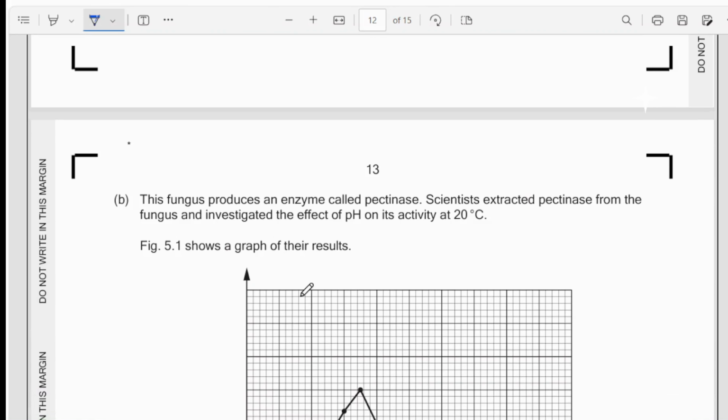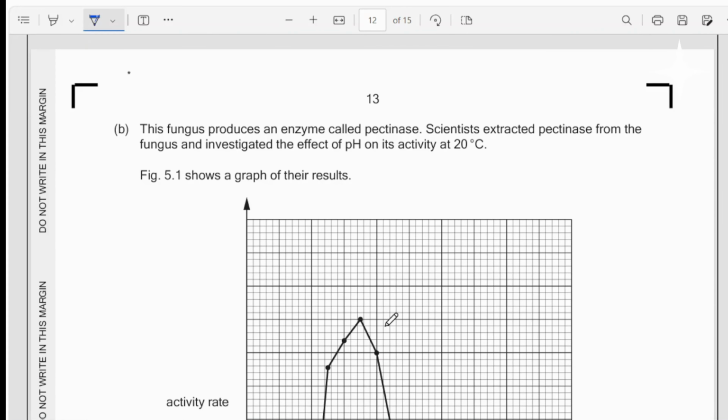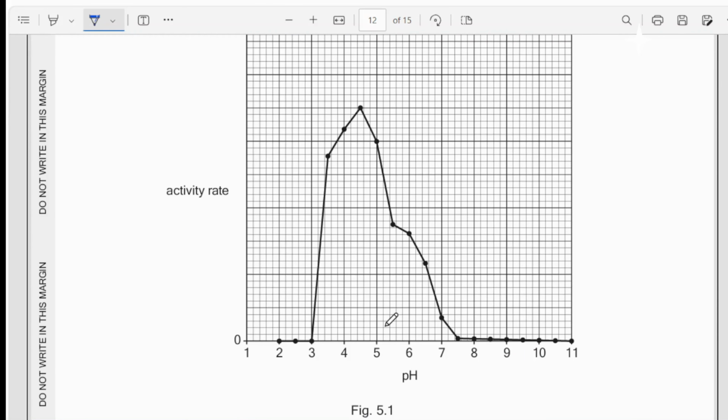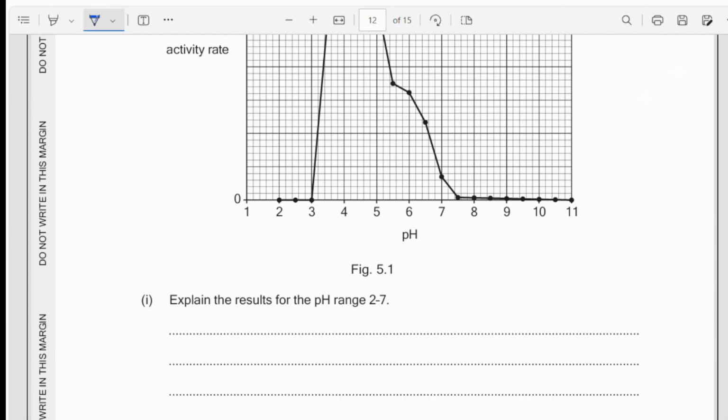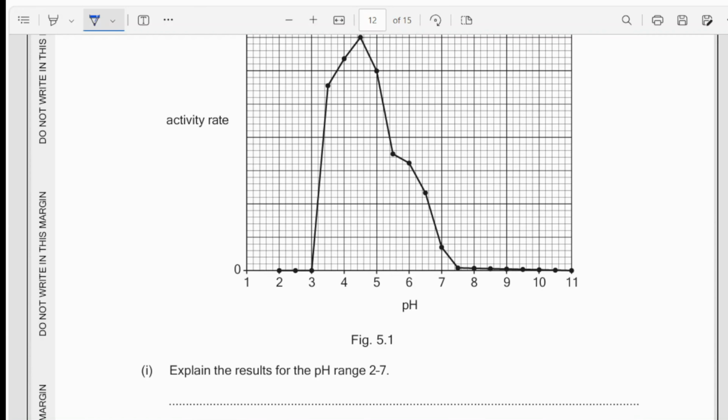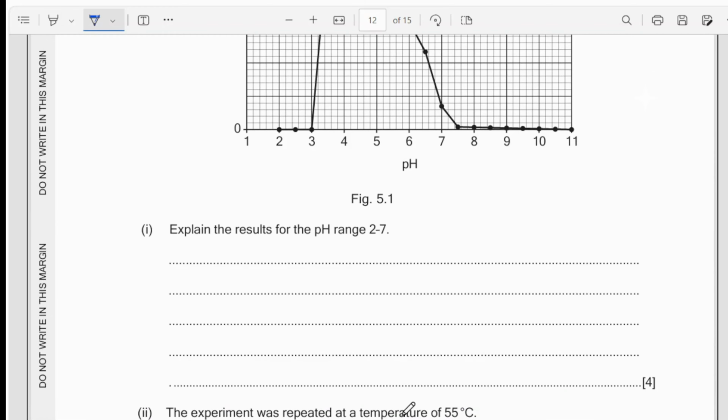The fungus produces an enzyme called pectinase. Here we are with the word pectinase. They extracted pectinase from the fungus and investigated the effect of pH on its activity. What is the optimum pH? Okay, 4.5. Explain the result for pH 2 to 7. It's a 4 mark question.